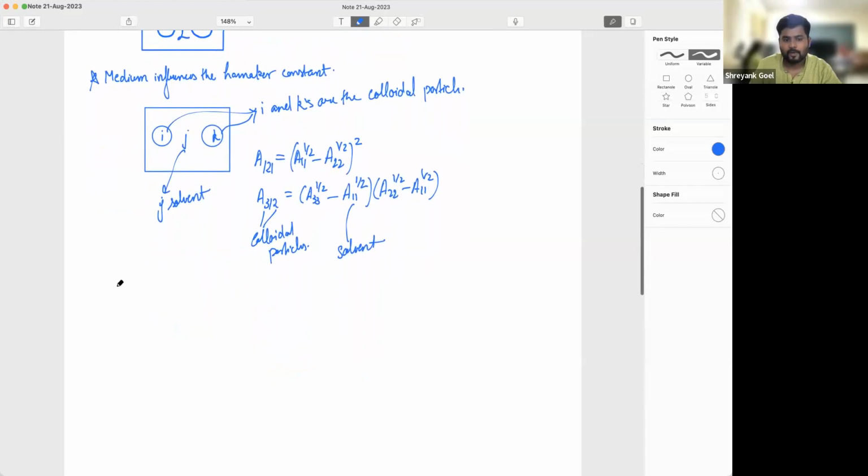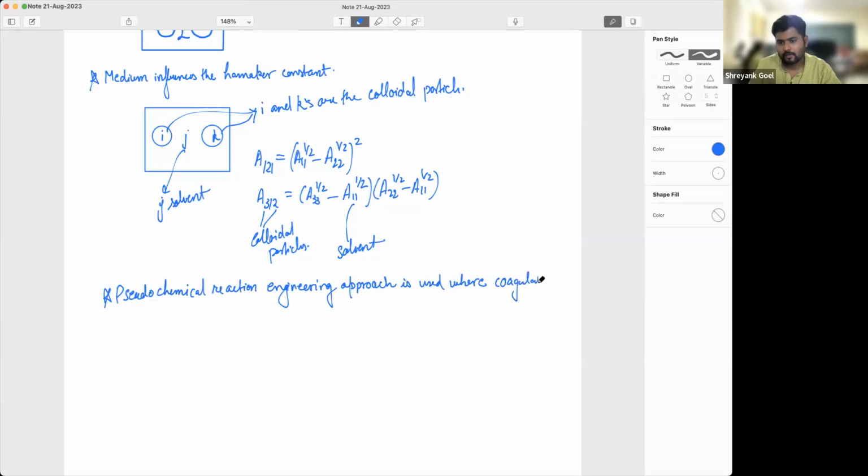As discussed in the lecture, a pseudochemical reaction engineering approach is used, where coagulation leads to the formation of a doublet.